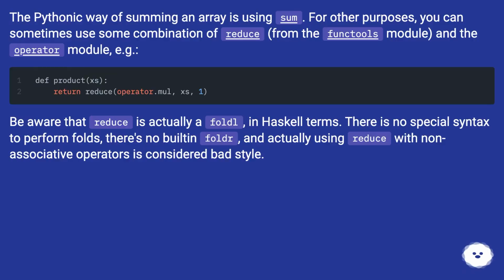The Pythonic way of summing an array is using sum. For other purposes, you can sometimes use some combination of reduce from the functools module and the operator module, e.g. Be aware that reduce is actually a foldl in Haskell terms. There is no special syntax to perform folds. There's no built-in foldr, and actually using reduce with non-associative operators is considered bad style.